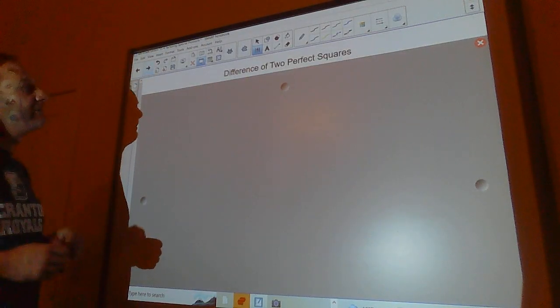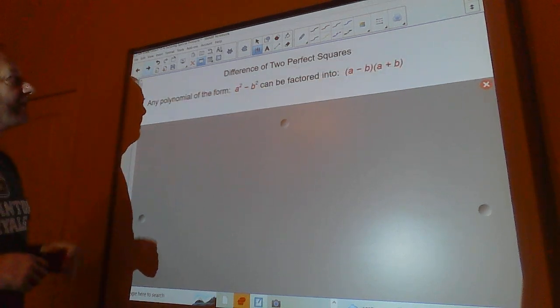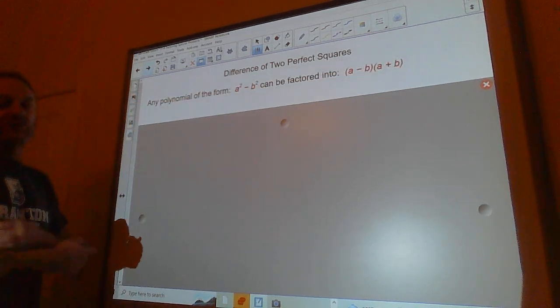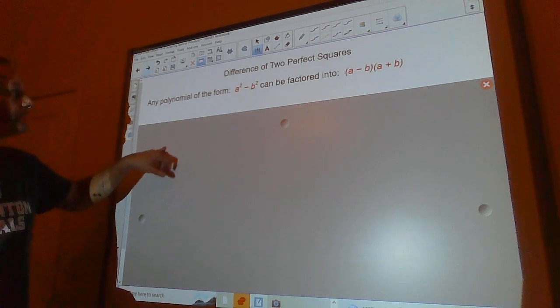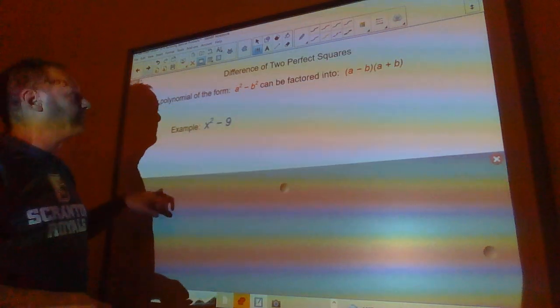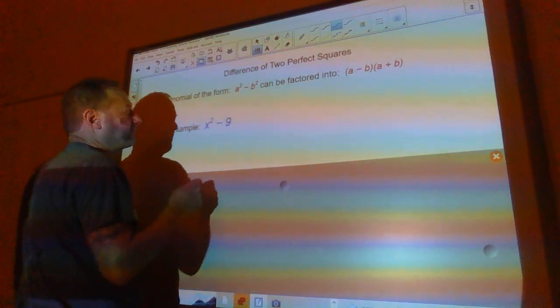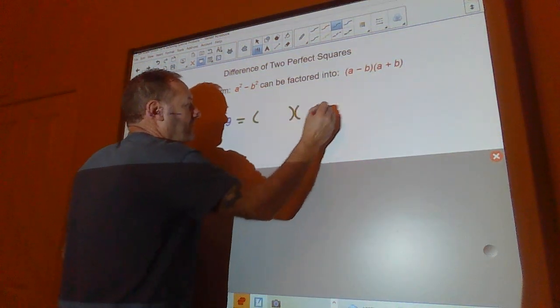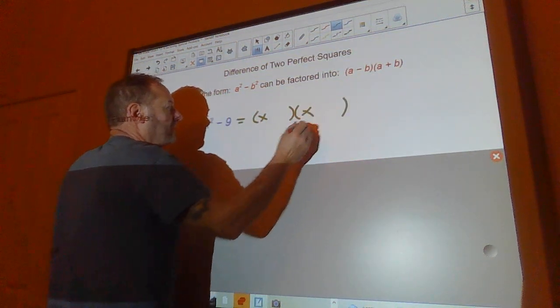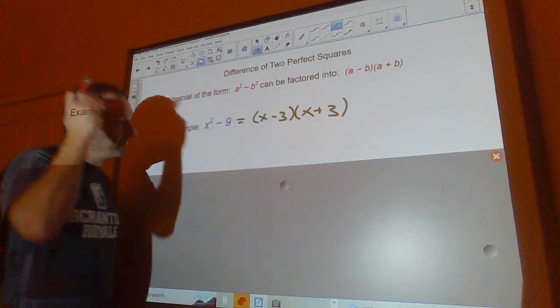Now, here's a special case called the difference of two perfect squares. So any polynomial of the form a squared minus b squared can be factored into a minus b times a plus b. So, for example, we've got one right here. Okay, there's a perfect square. That's a perfect square because I can square root both of those. So this is going to become x minus 3, x plus 3.